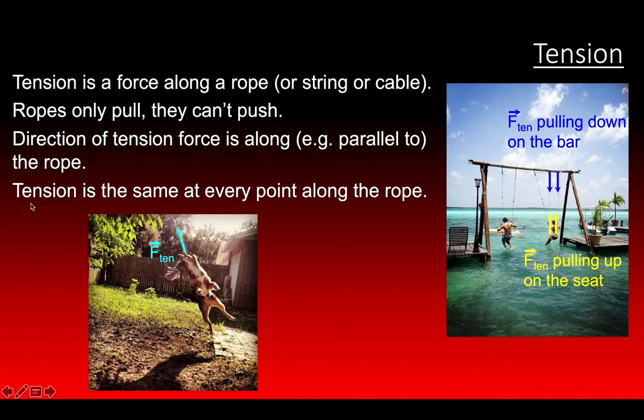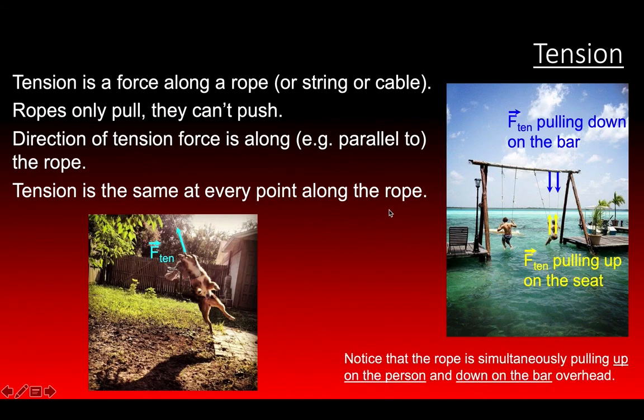Because of the second point, tension is the same at every point along the rope. I know that the tension at the bottom of the rope, where it's tied off to the seat of the swing, will be the same as the tension at the top of the rope, where the rope is tied off to the horizontal bar. So if the tension down here is 200 newtons, then the tension up here will also be 200 newtons by the second principle. So this is an example of a rope that can simultaneously pull up on one object and down on another object at the same time.